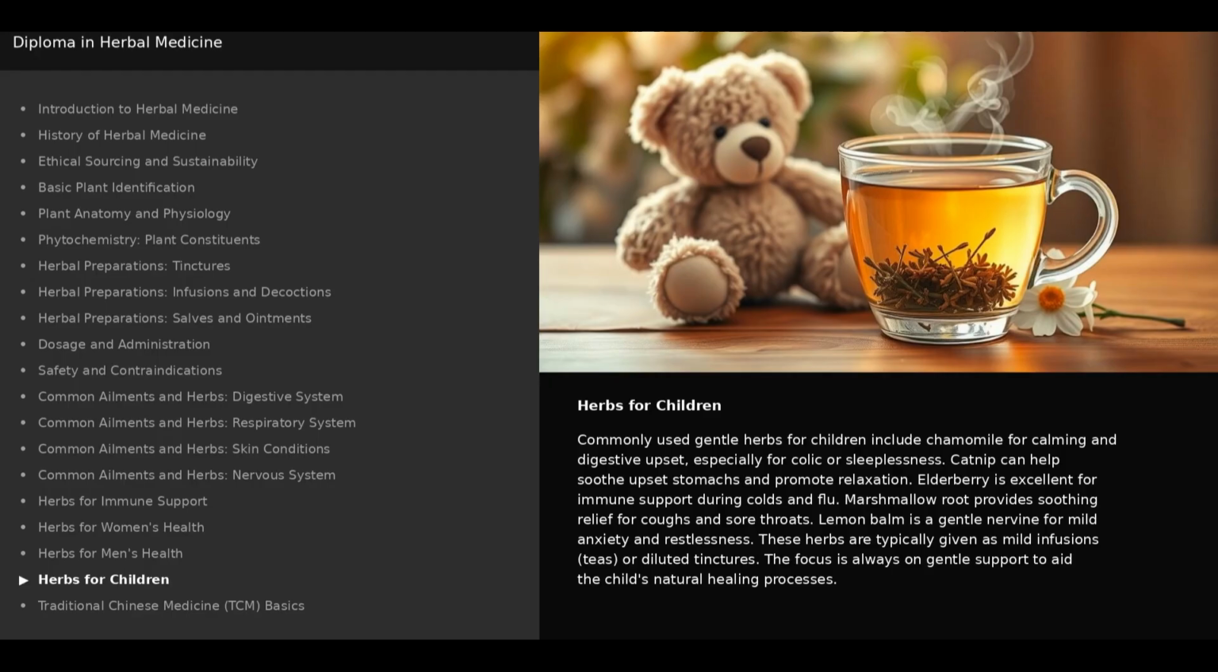These herbs are typically given as mild infusions, teas, or diluted tinctures. The focus is always on gentle support to aid the child's natural healing processes.